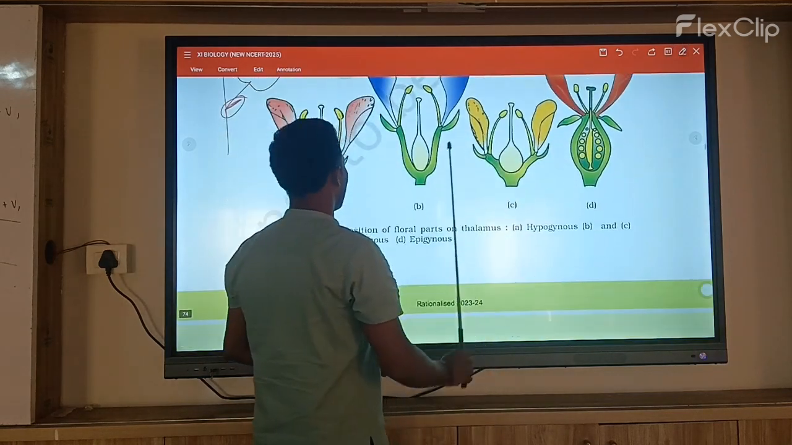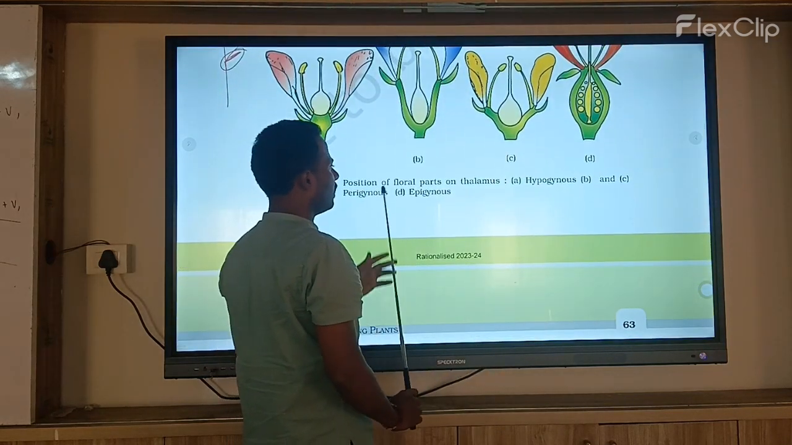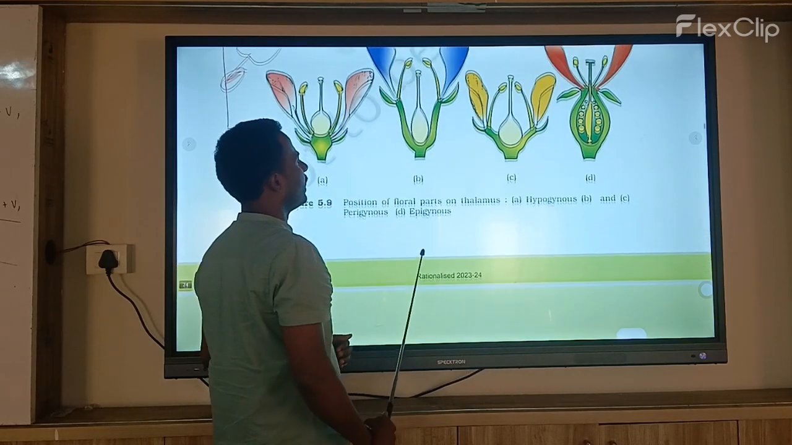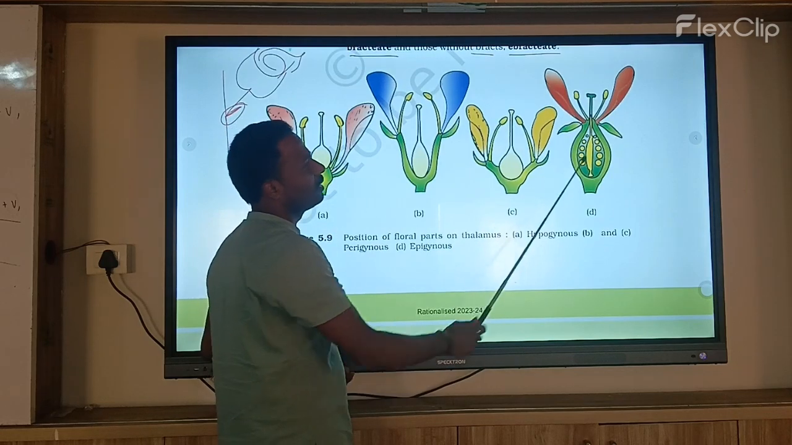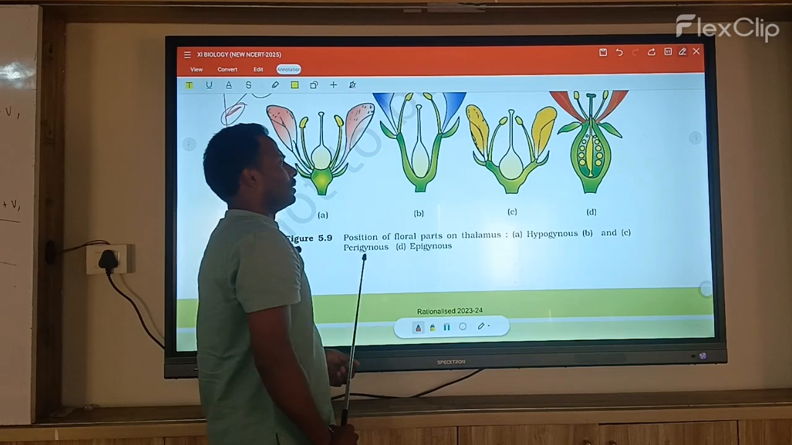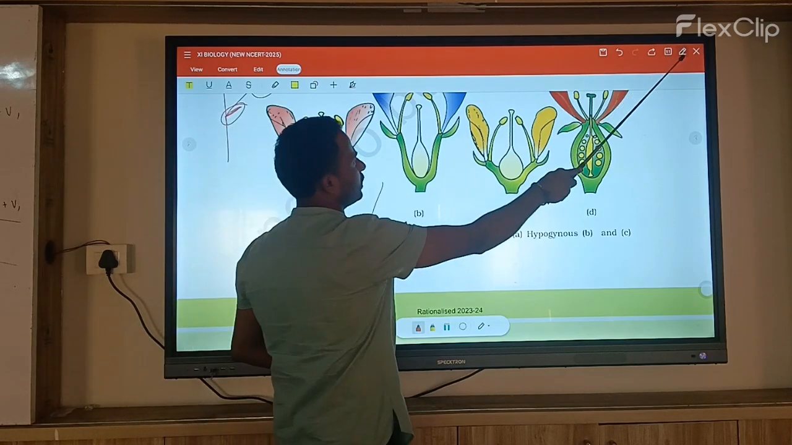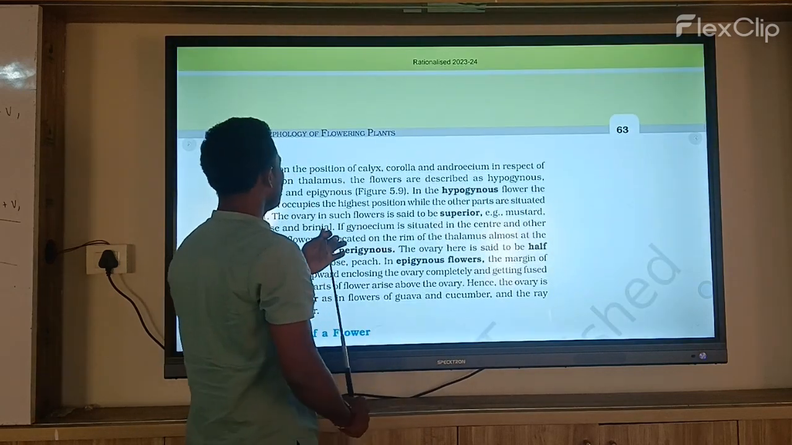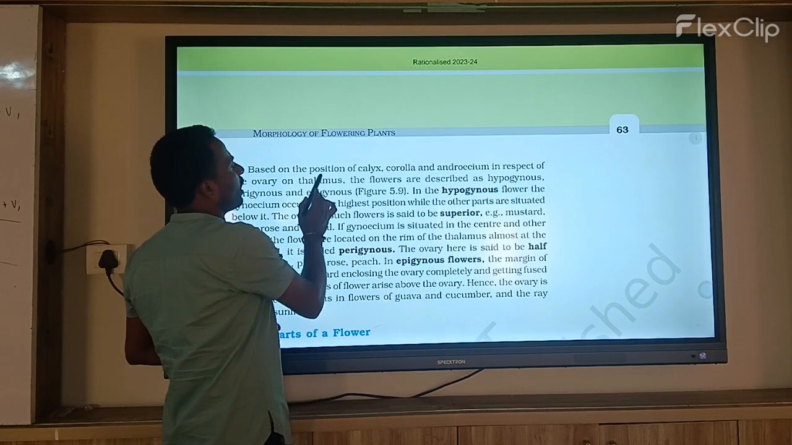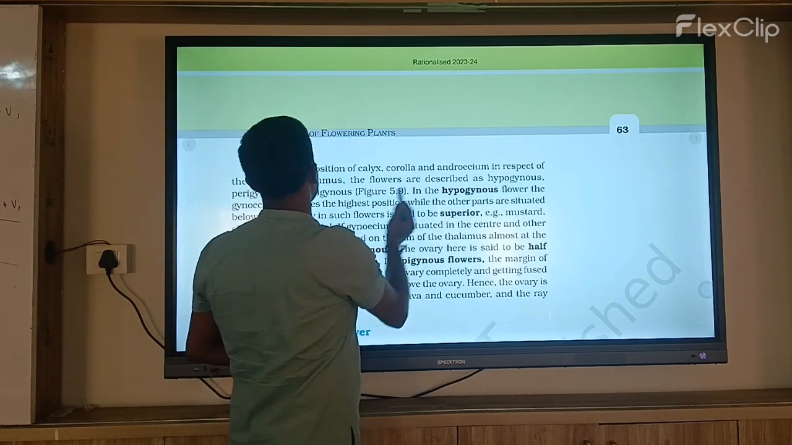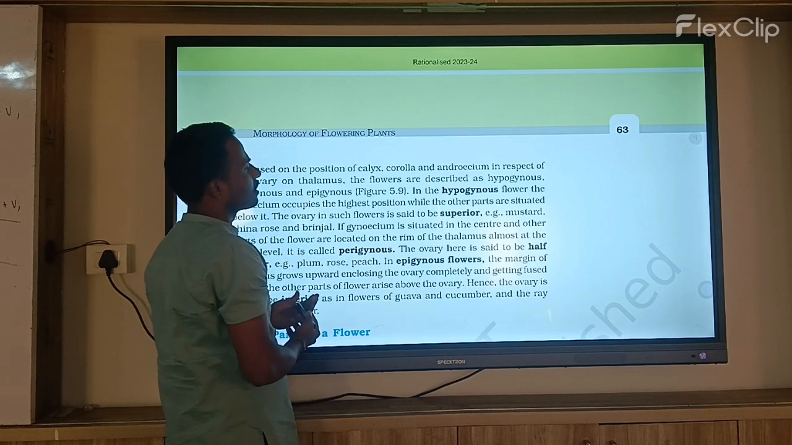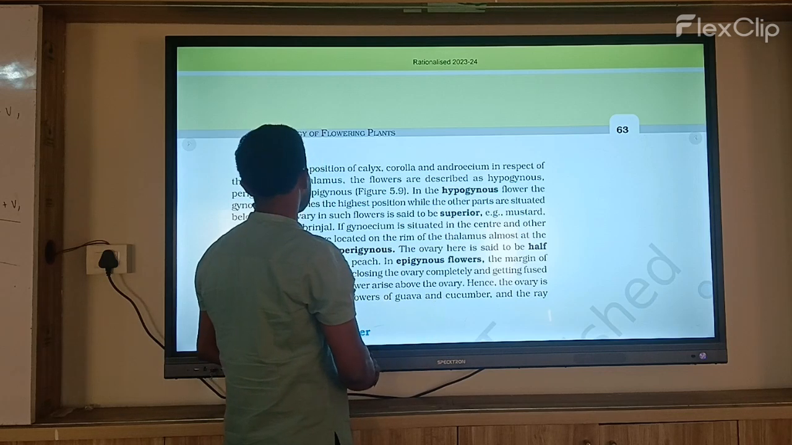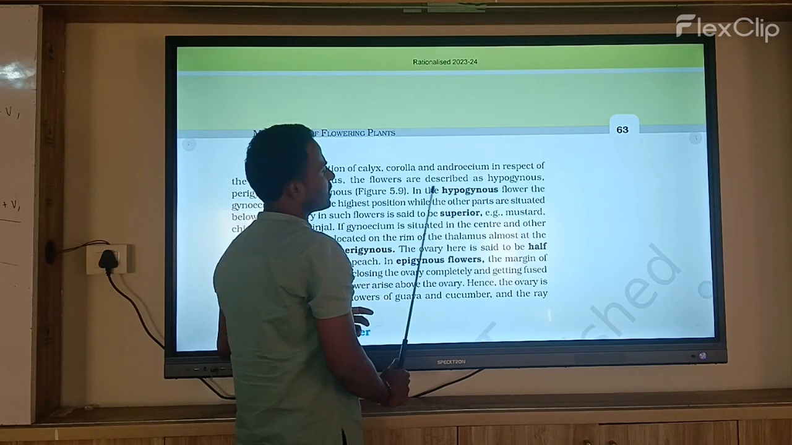Okay. Next, based on the position of the floral parts on the thalamus, there are hypogynous, perigynous and epigynous flowers. These are three different kinds of flowers that depend on the position occupied by the gynoecium. Based on the position of the calyx, corolla and androecium with respect to the ovary on the thalamus, the flowers are described as hypogynous, perigynous and epigynous.